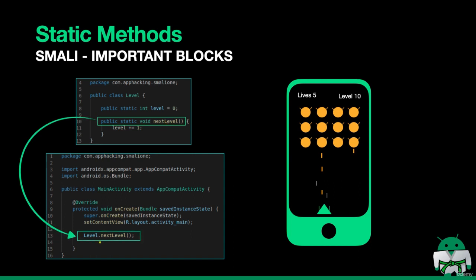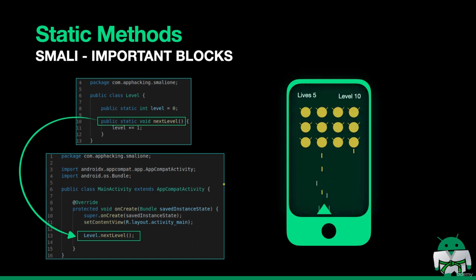We do not have to create an instance for this. So we simply take the class name, which is level, then we add this dot and the method name next level. And the nice thing about this one is we do not need to fill in a register with an instance to call this. So we can call this wherever we want in our application. Static methods are super awesome and they are also not hard. So let's have a look into the Smali part regarding a static method.